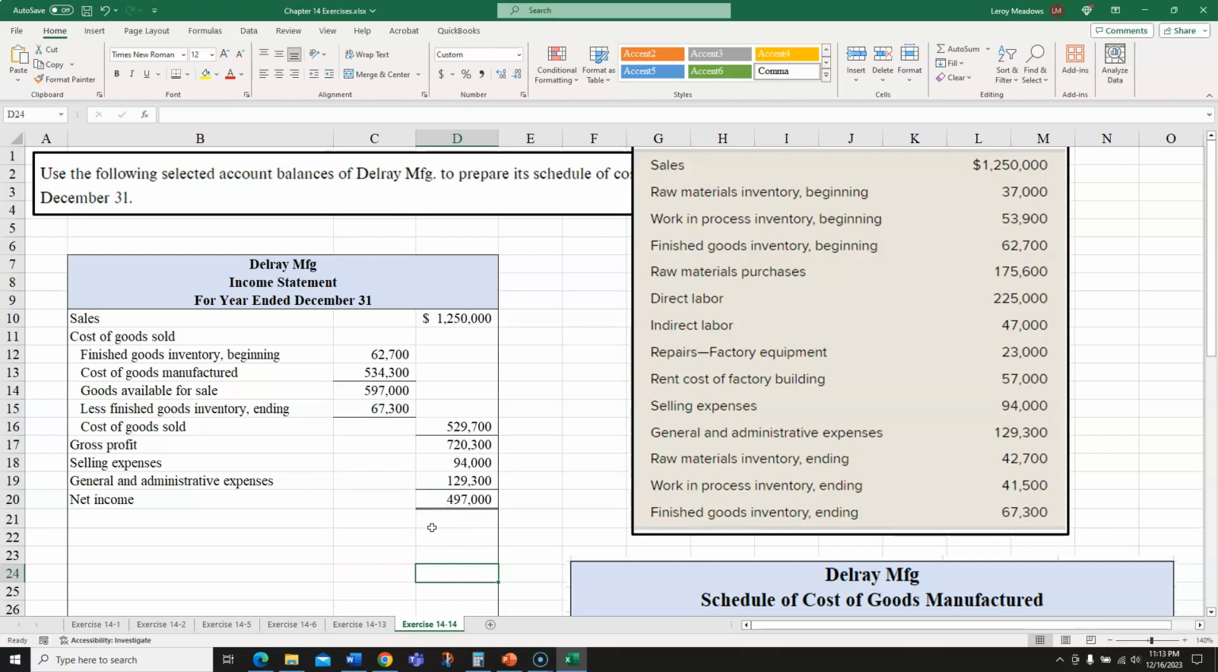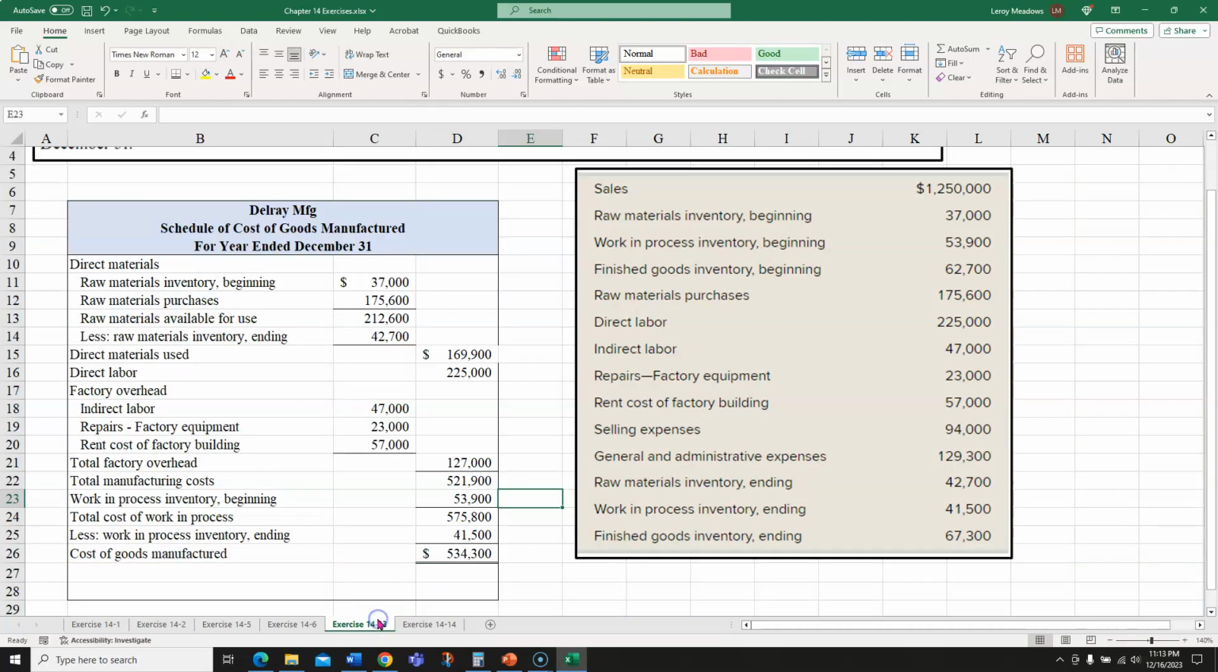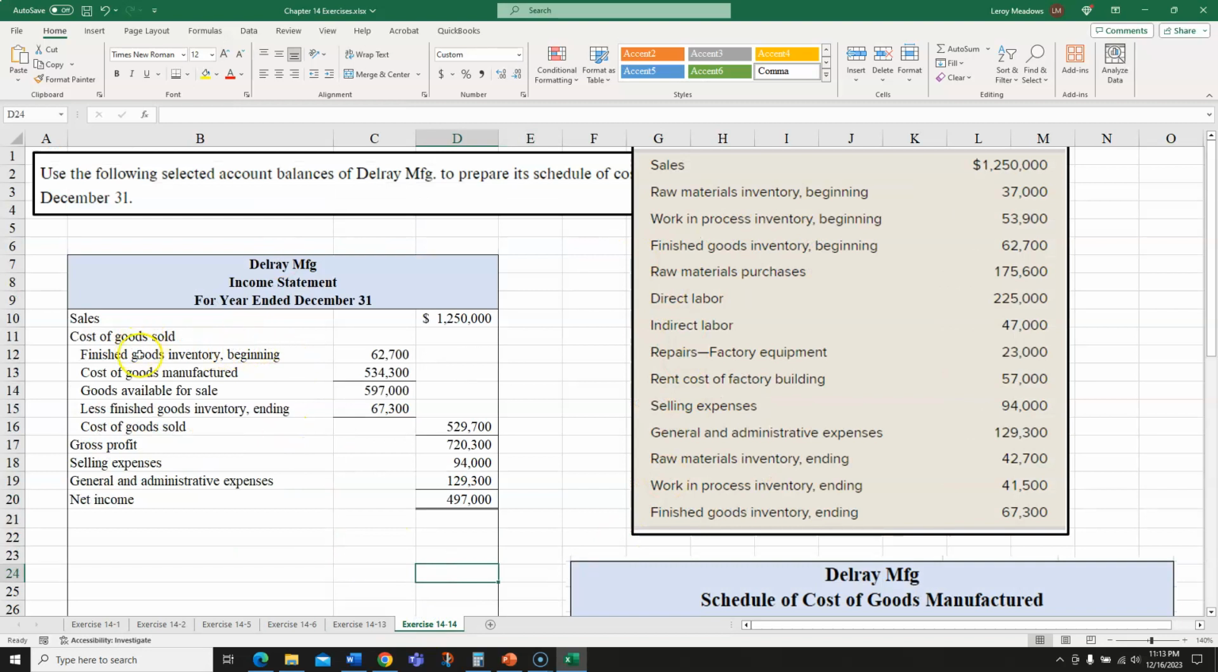So that is exercise 1413, calculating the cost of goods manufactured, which then we translated and transferred to the income statement right up here. And then we were able to take our sales minus our cost of goods sold to get our gross profit, minus our selling expenses, and minus our general and administrative expenses to get our net income.